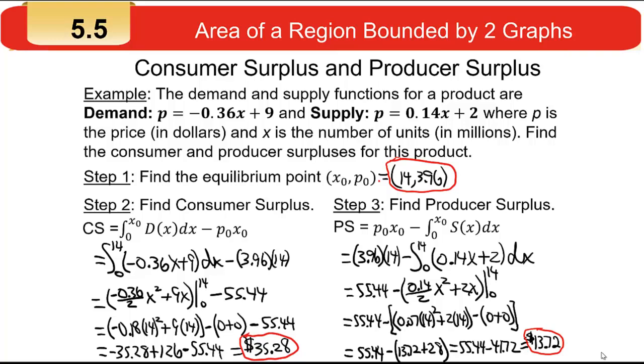So the consumer surplus is $35.28, and the producer surplus is $13.72. And as I said, we're not that much interested in the interpretation of that. Save that for your economics class. But we are concentrating on doing the calculation correctly. So focus on practicing that calculation and getting the consumer surplus formula down and the producer surplus formula down and not mixing them up. Otherwise, this is a very straightforward topic.